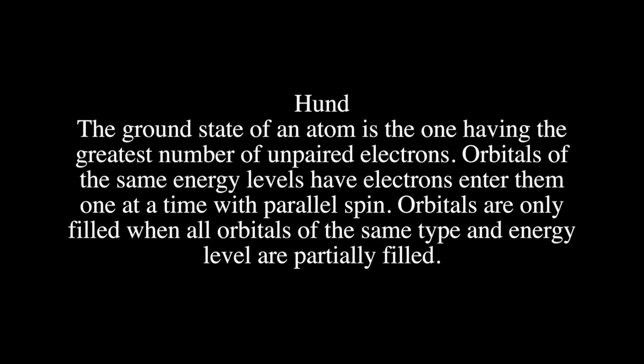which states that the ground state of an atom is the one having the greatest number of unpaired electrons. This can also be referred to as the greatest multiplicity. Orbitals of the same energy level have electrons enter them one at a time with parallel spin. Orbitals are only filled when all orbitals of the same type and energy level are partially filled. As a result, the repulsion between electrons is minimized because they are entering different areas of space, further away from each other. They enter with the same spin because this also minimizes the repulsion between electrons.